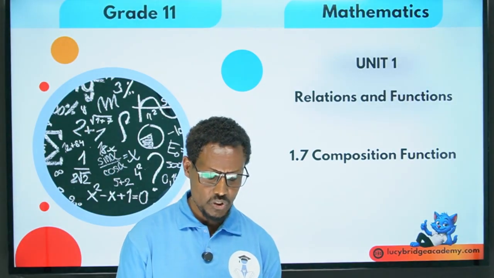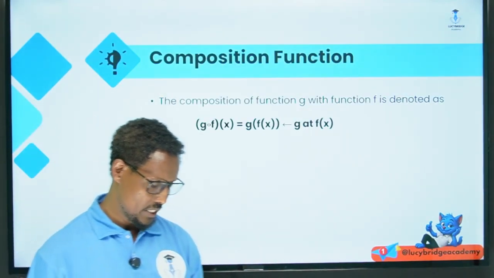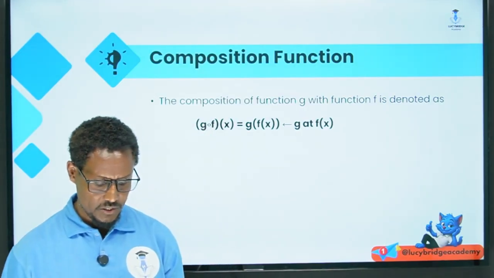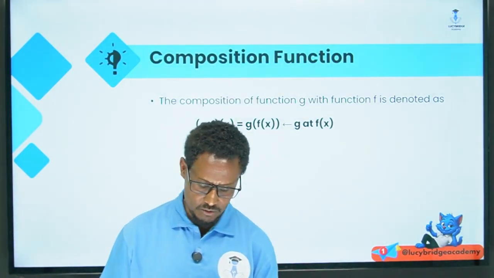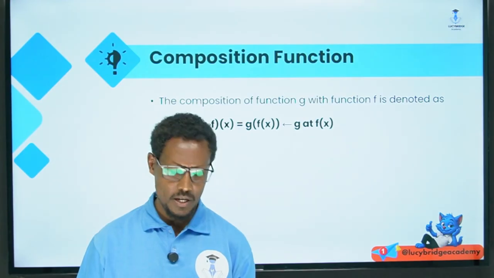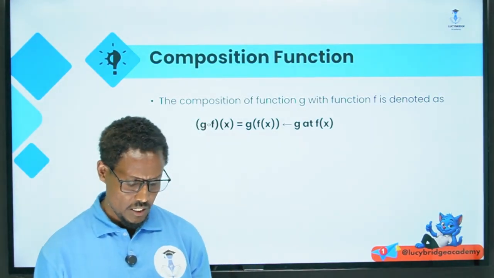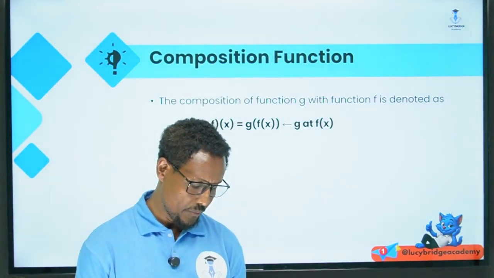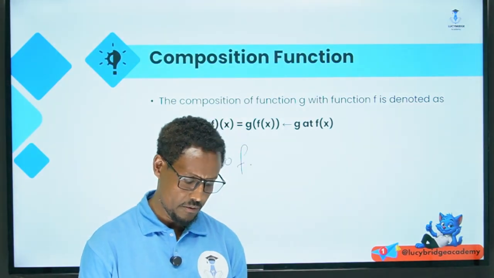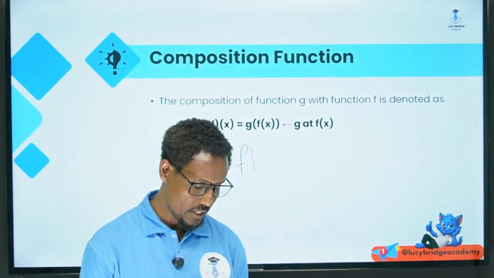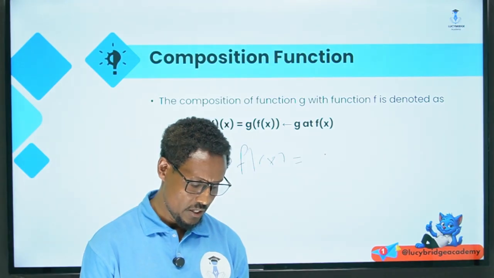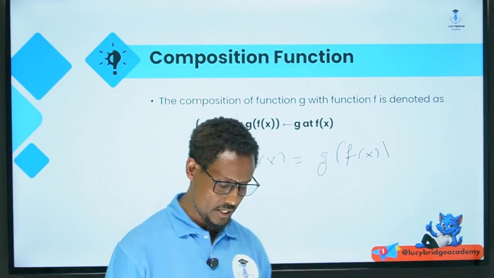Now composition function. Okay, composition. The composition of function g with function f is denoted as g circle f. Okay, the composition of g with f. Okay, g circle f. እንደዚህ እንጽፈዋለን of x which is equal to, this means g of f of x ማለት ነው። Okay, g of f of x.